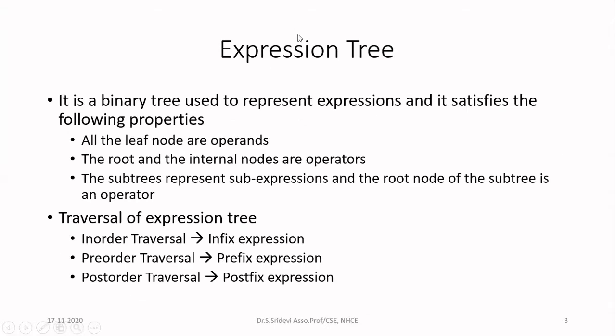Now let us see what is an expression tree. An expression tree is a binary tree which is used to represent expressions, and it satisfies the following properties. The first property is all the leaf nodes of the expression tree will be operands, and the second is the root node and the internal nodes of the expression tree will represent operators, and then if we take any subtree in the expression tree, that will represent a sub-expression, and the root node of the subtree is again an operator.